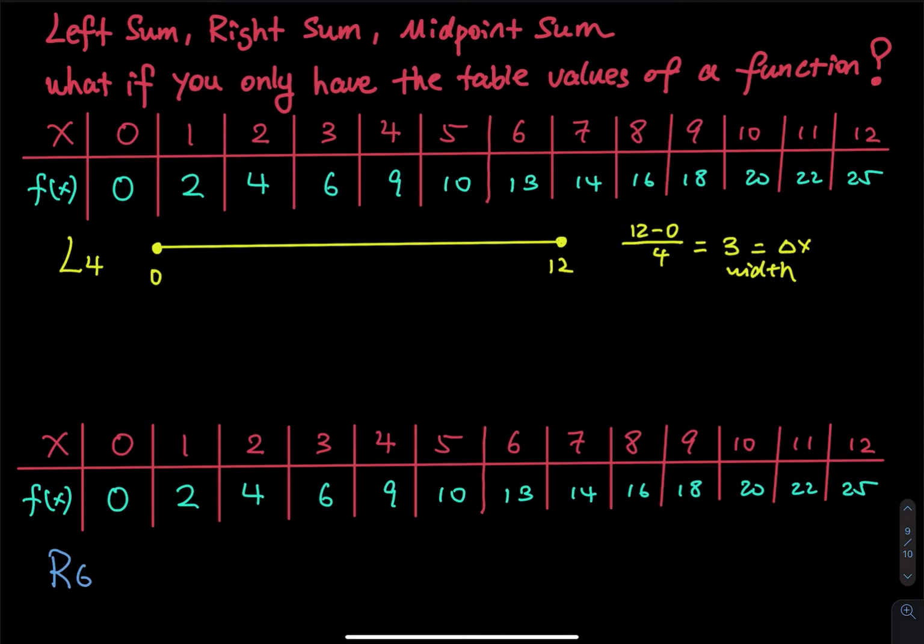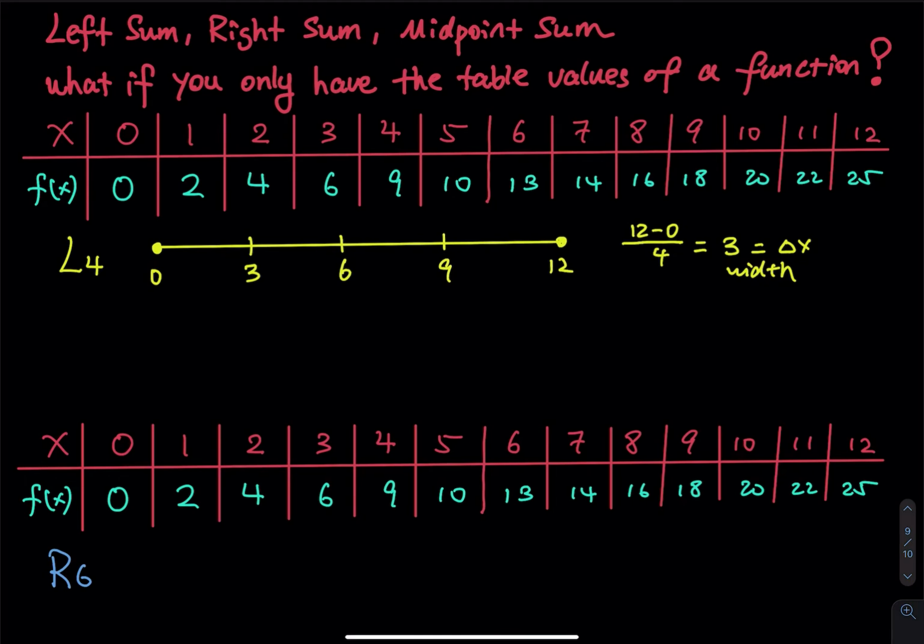We need 4 subintervals, right? Then that will be 3 cuts. So that will be 1, 2, 3. So now I just divide the entire segment into 4 equal pieces. So this is 0 to 3, 3 plus 3 is 6, 6 plus 3 is 9, 9 plus 3 is 12, right? And then you do the left sum.